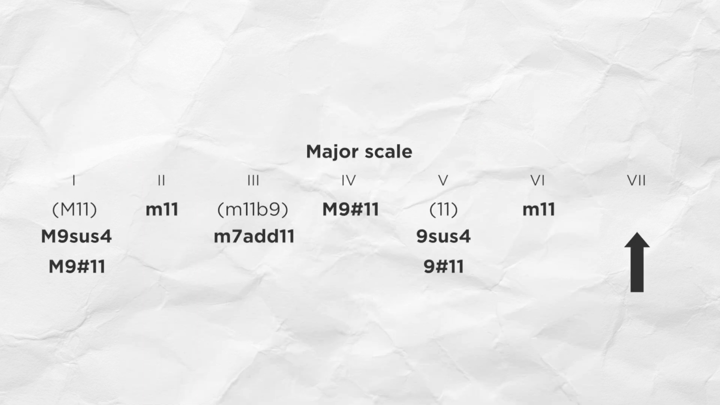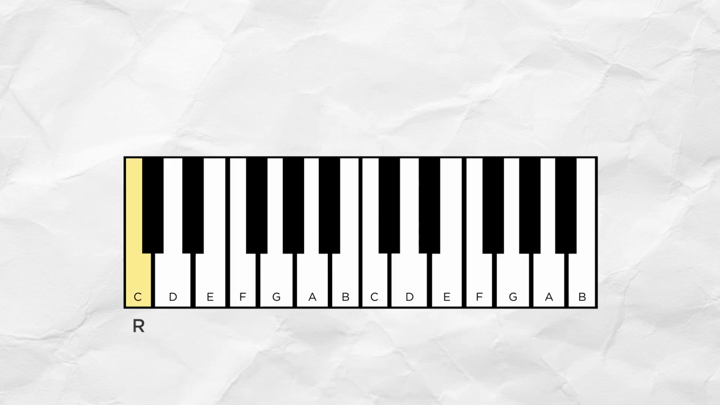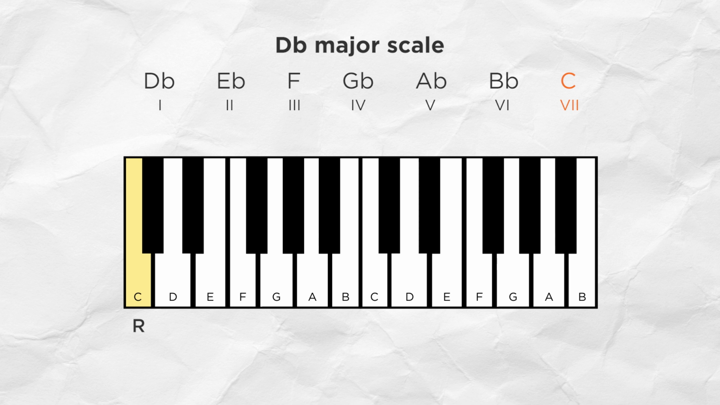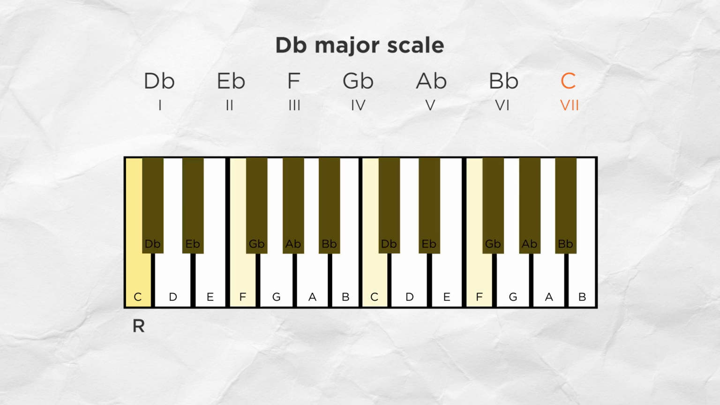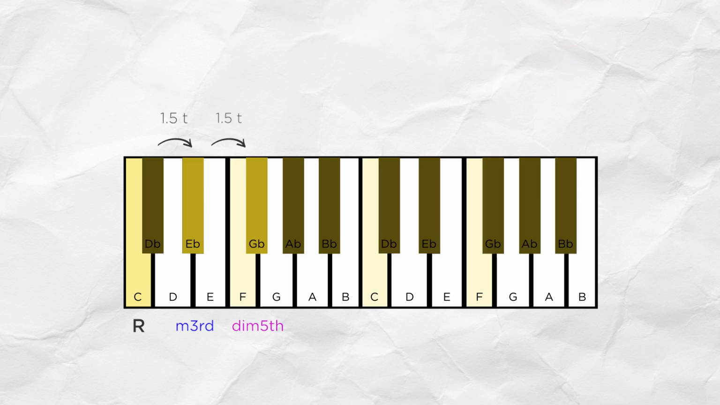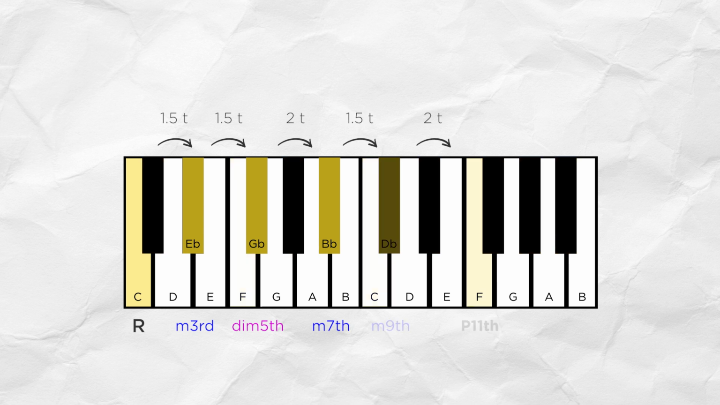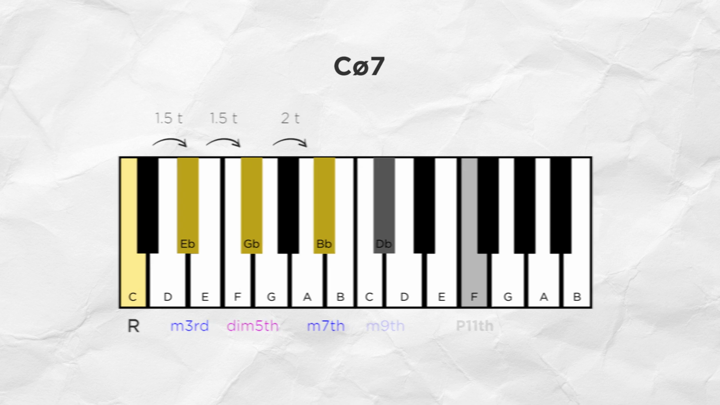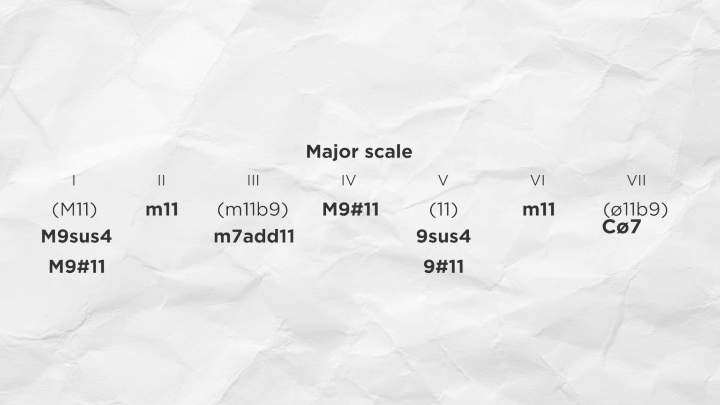Now, let's find out the 7th degree. If it was a C chord, that would be the 7th degree of the D flat major scale. So let's follow those notes. That would make a minor 3rd, a diminished 5th, a minor 7th, a minor 9th, and a perfect 11th. That's like a half diminished chord with a minor 9th and a perfect 11th, so we can name it a half diminished 11th flat 9. And it's also pretty dissonant. Diminished chords are often played only up to the 7th because of that, so we can simply note a half diminished 7th here. And here we have all the 11th chords of the major scale.